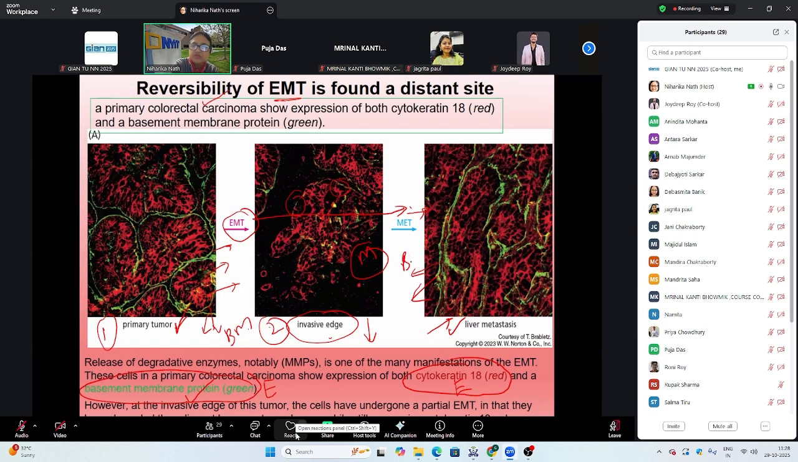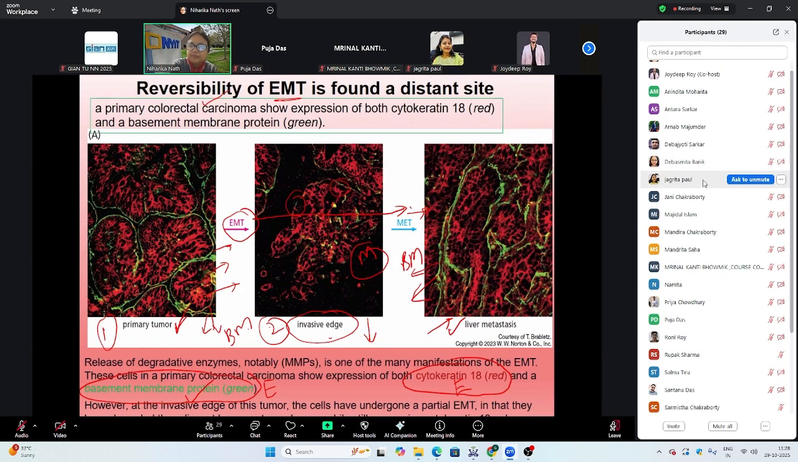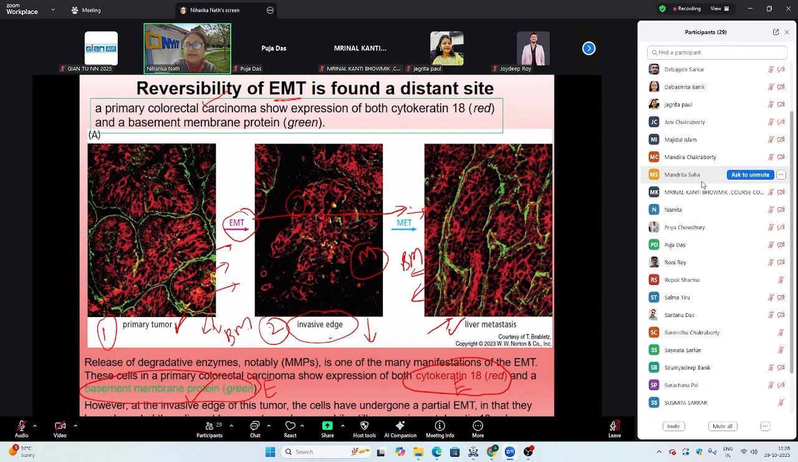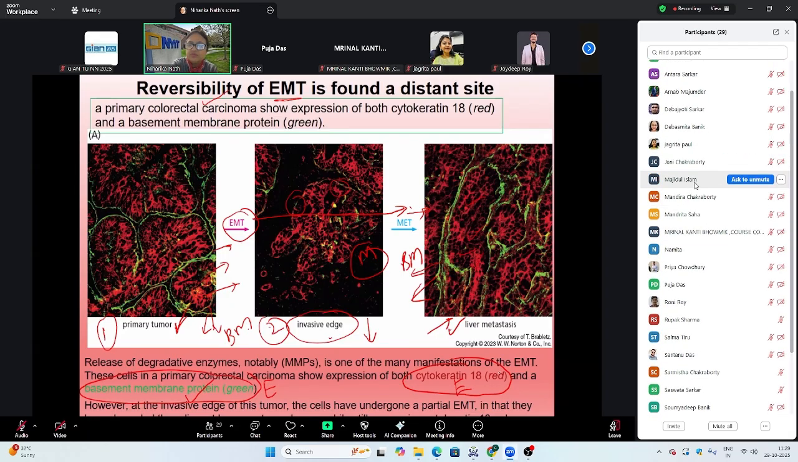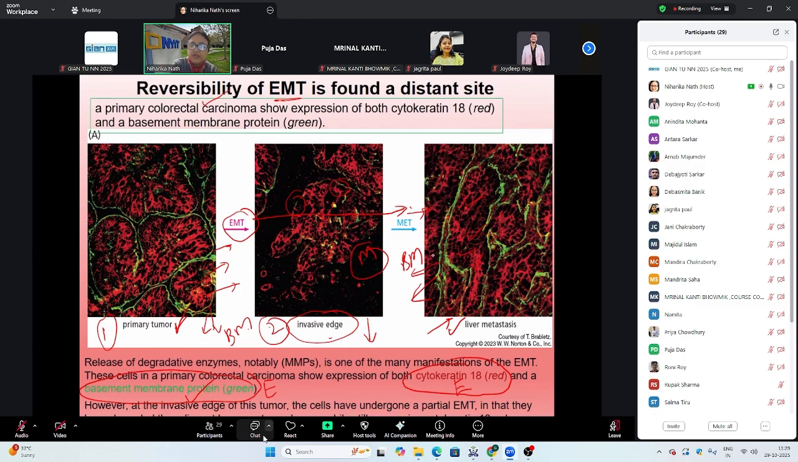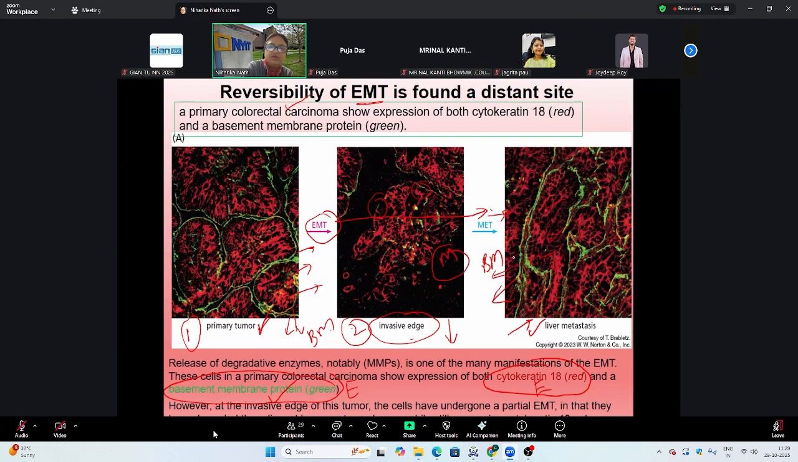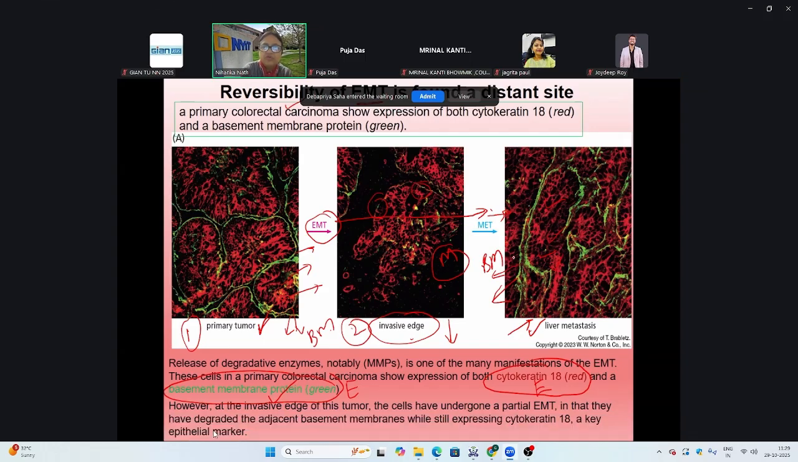It is synthesizing basement membrane, or it allows the basement membrane to be synthesized if it's not making it itself. And there's much more red. Look at this, much more red. Much more red means more cytokeratin. Okay, so this is a very direct way of showing.